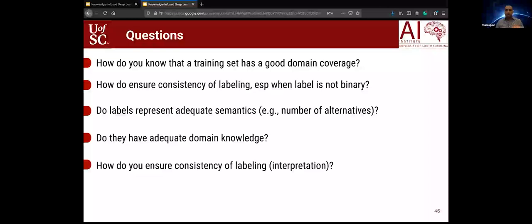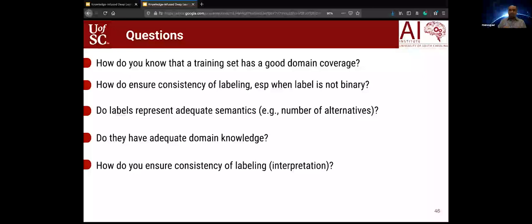And then the question is: do the labels that you have provide adequate semantics, or are they just random labels? For example, high, medium, low, and medium and moderate have some significance, but that significance depends upon the threshold that you put. Then, do they have adequate domain knowledge? When we say that, it means that the labels that you are providing have background information which can support their labeling schemes. And how do you ensure that your labeling is consistent?